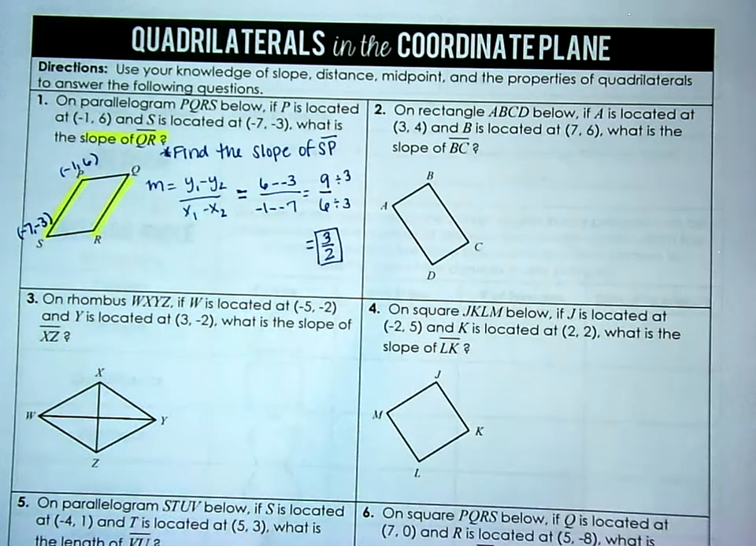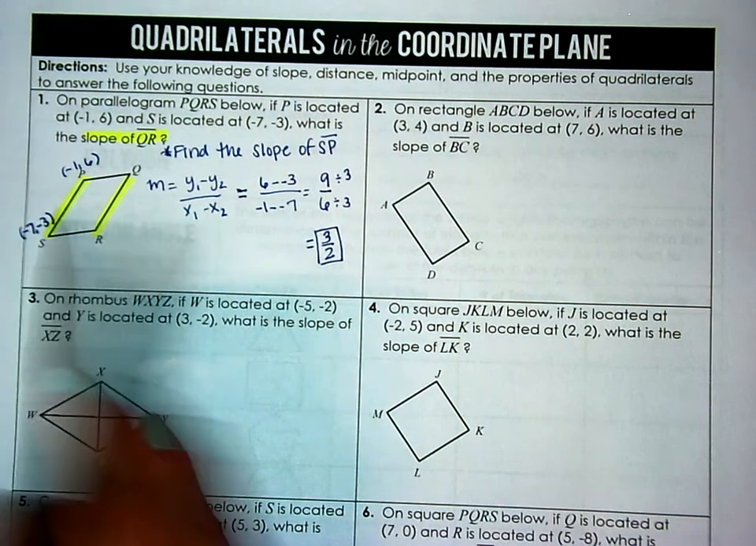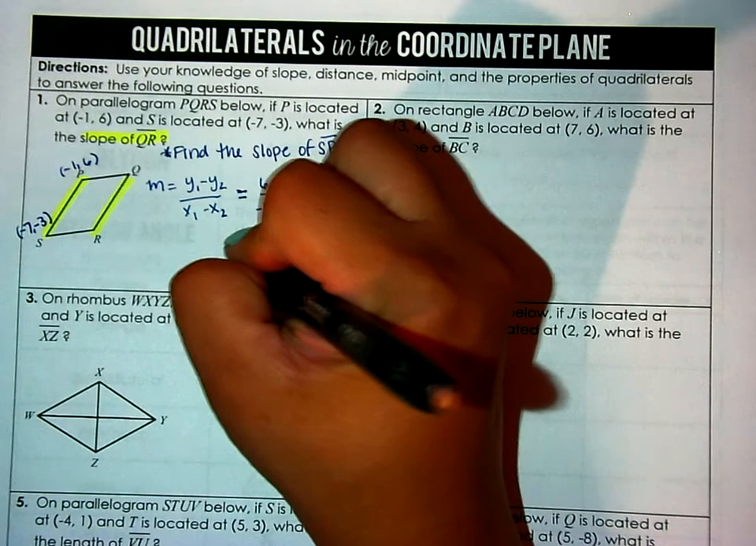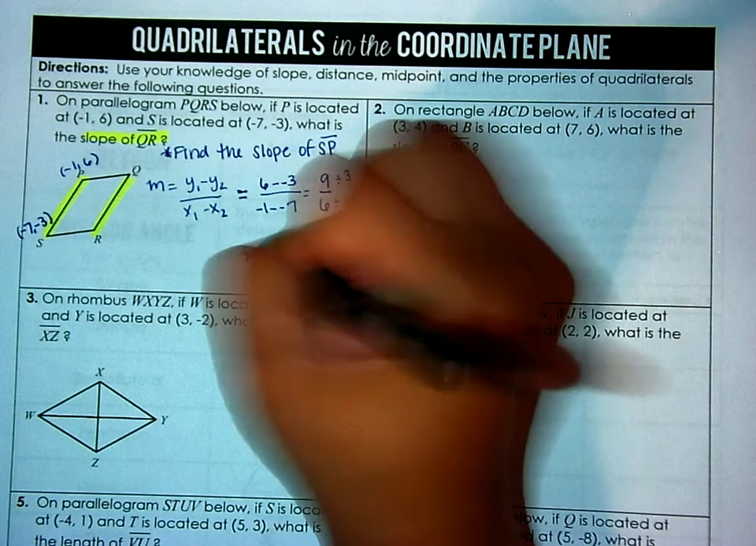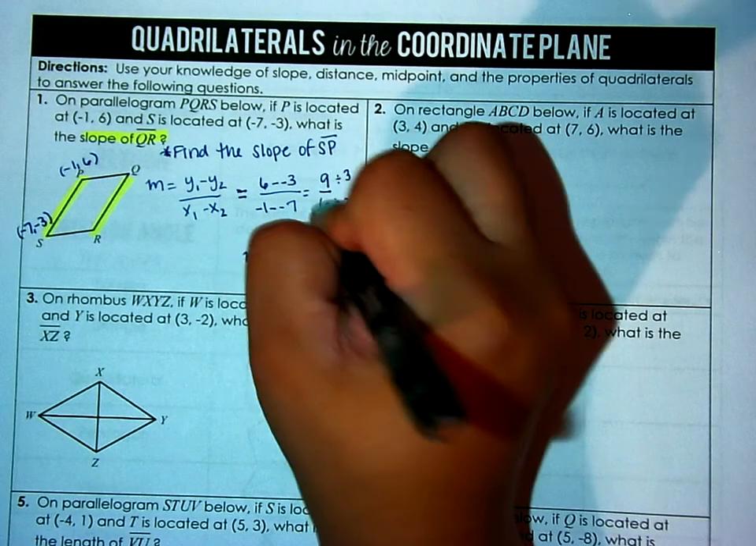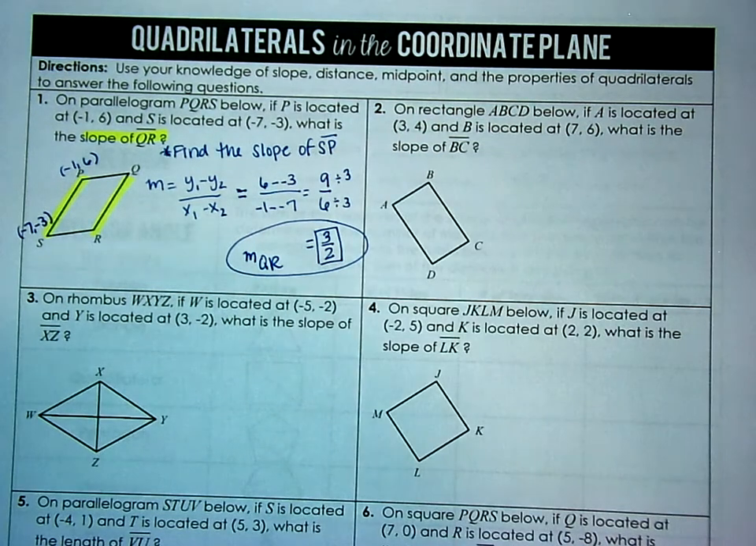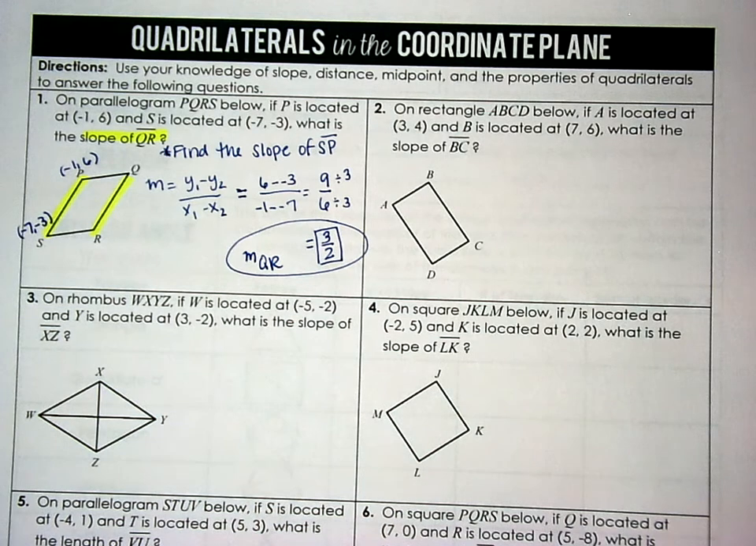Now remember, since these two are parallel, the slopes are the same. So I know that the slope of QR is equal to this right here. Okay, so that's it on that one.